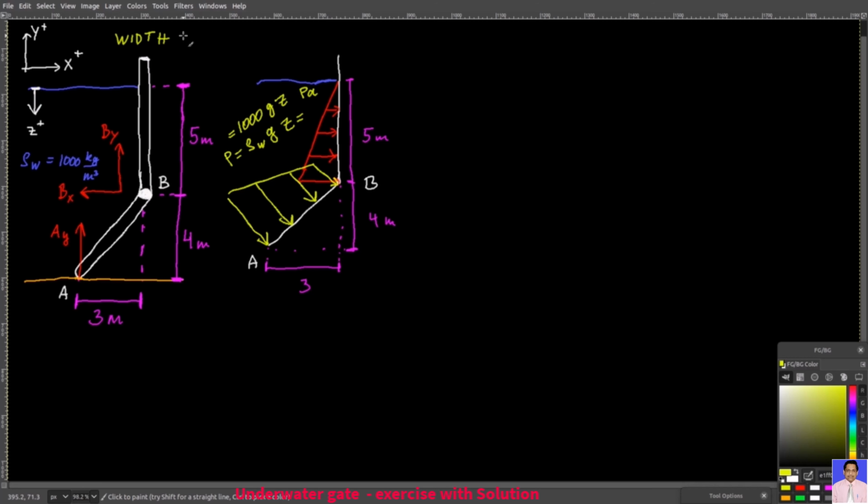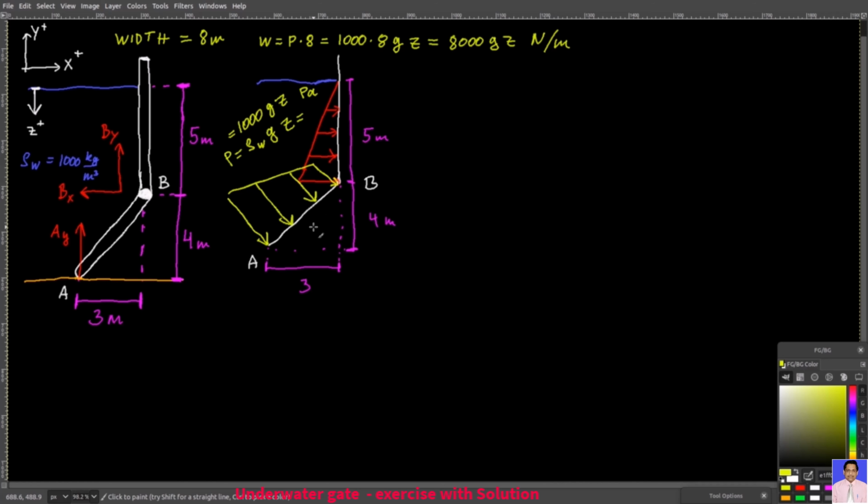However, since you know the width of this wall, which is 8 meters, you can represent this pressure distribution per unit length like this: pressure times 8 meters. So that's going to be 1000 times 8 times g times z. That's 8000 times g times z newtons per meter. So that's the magnitude of this pressure distribution, but the direction of it is normal to the surface of the gate.